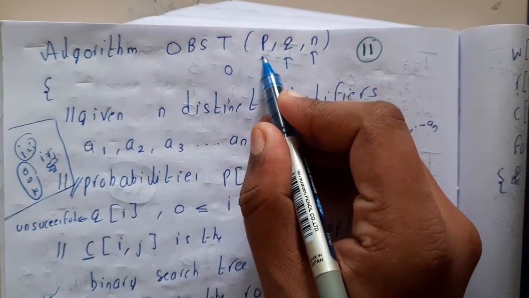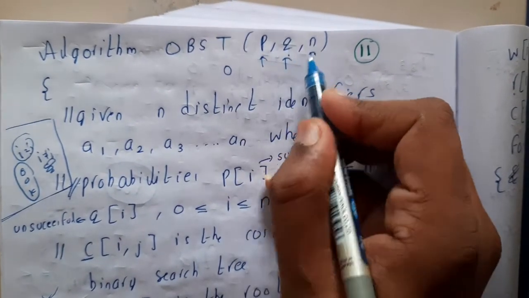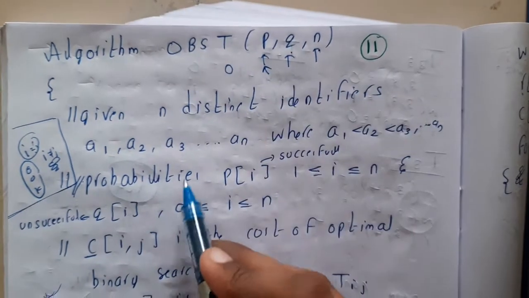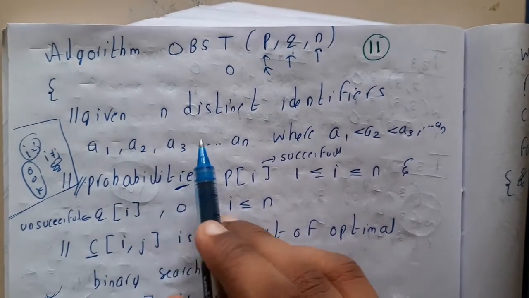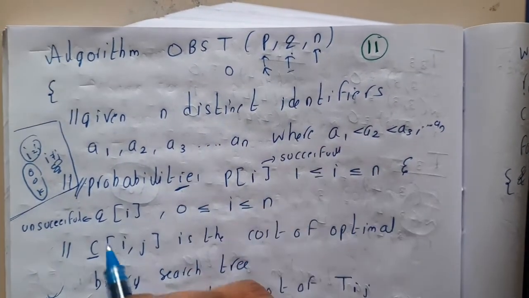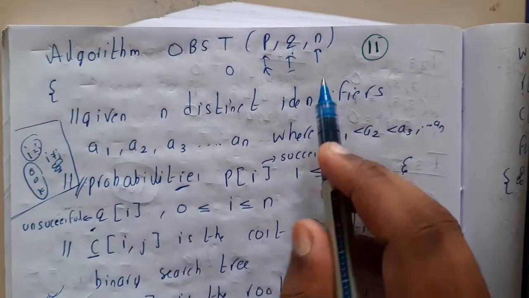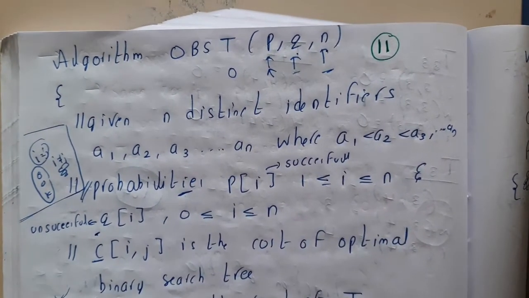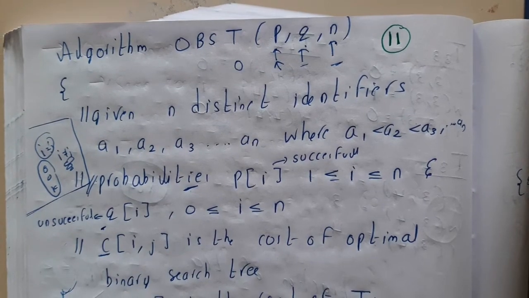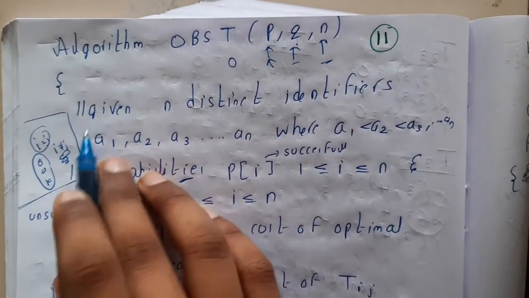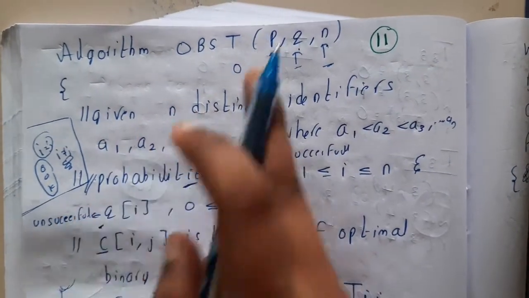We have three inputs: p, q and n, where p is the probability of occurrence or success, q is the probability of unsuccess or non-occurrence, and n is the number of items, or number of keys. Let us go through the comments that we have written for these.